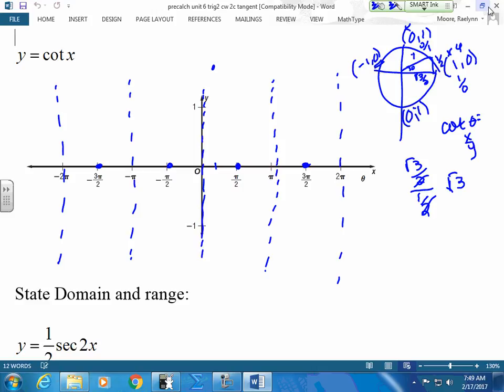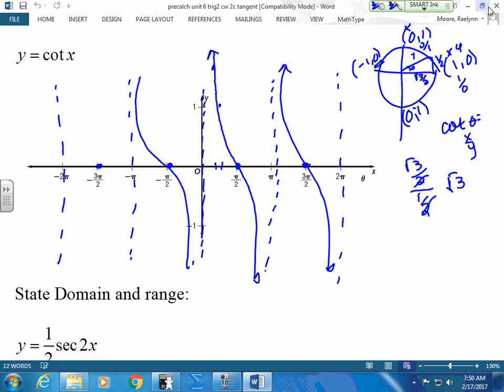45, the tangent is 1. What's the cotangent of 45? 1. So here's my 45. I came down to 1. So watch what my cotangent's doing. It's going this way. Your tangent went from left to right up. Your cotangent goes from left to right down. So the same pattern all the way through.